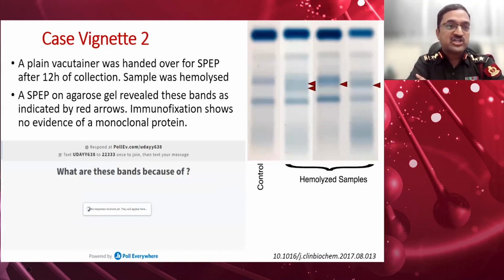You are working in a biochemistry lab. A plain vacutainer was handed over for SPEP, but the sample was collected 12 hours before, and you could clearly see that the sample was hemolyzed. The SPEP was run on an agarose gel, which revealed these bands as shown by the red arrows here. The immunofixation does not show any evidence of monoclonal protein. What are these bands because of?